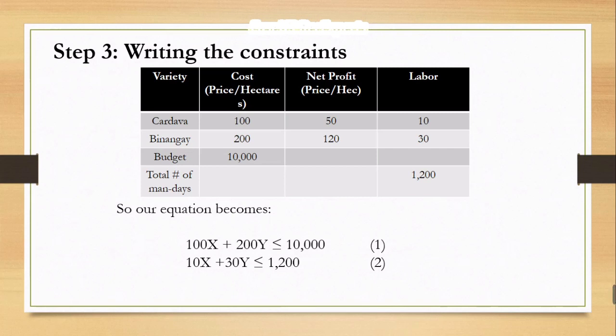The third constraint is the total area present for plantation. The total available area is 110 hectares. So the equation becomes x + y is less than or equal to 110.